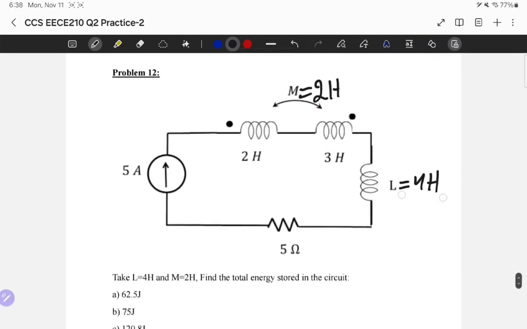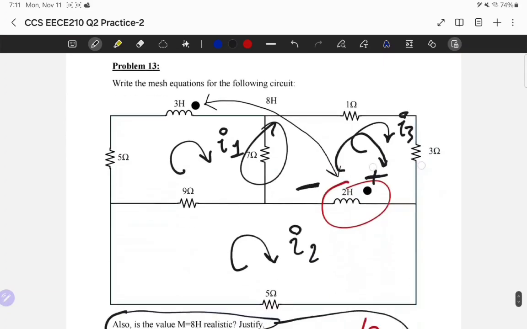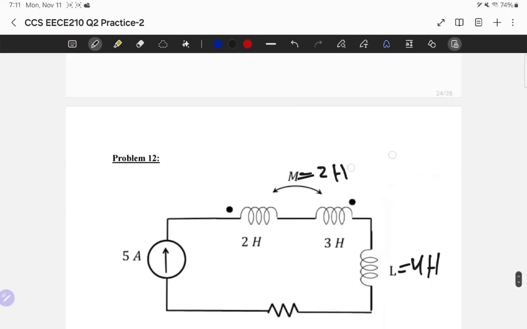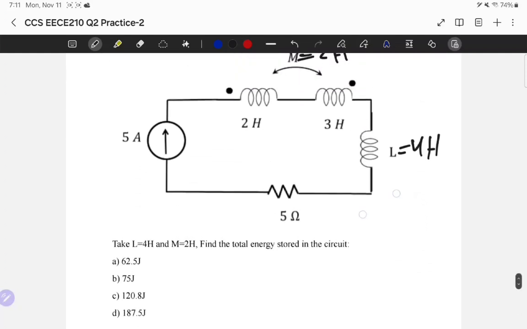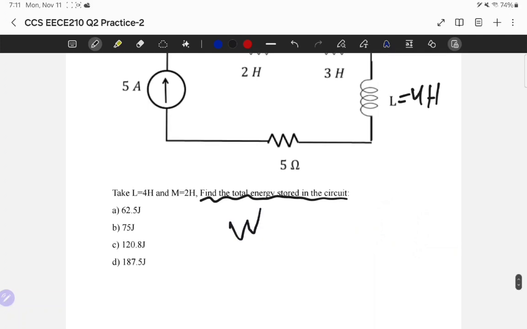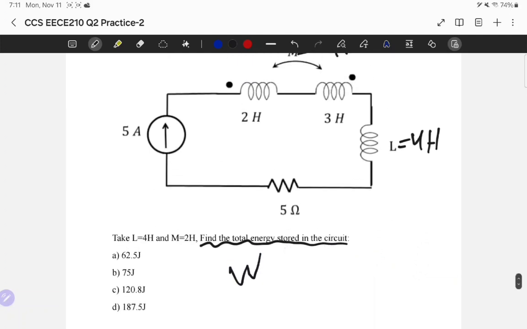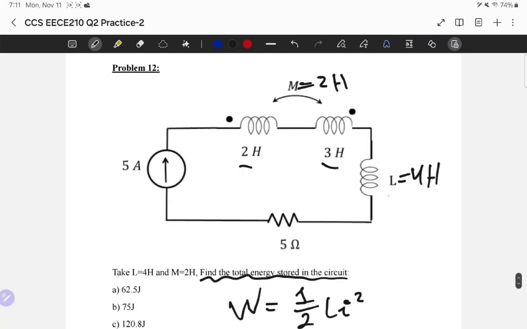Back to problem 12. We've discussed the dot convention from problem 13 earlier, so moving on to problem 12 should be easy. Yeah, so the thing is, they're asking us to find the total energy stored in the circuit, which is W. And we know that W, for the case of coils or inductors, is equal to half Li square. But I have a problem. If I apply this formula for the 2 Henry and the 3 Henry and this 4 Henry, what about the mutual inductance?